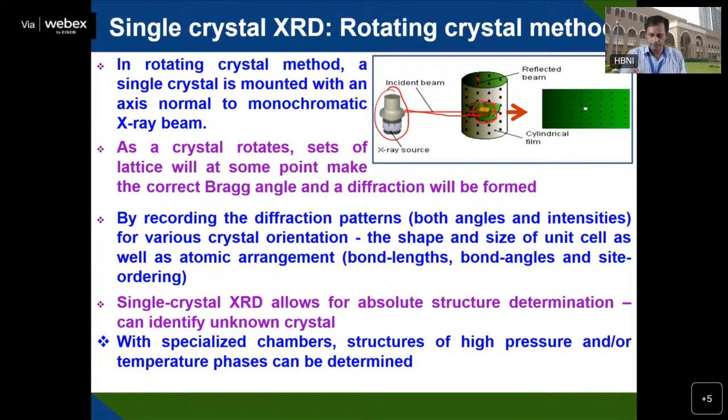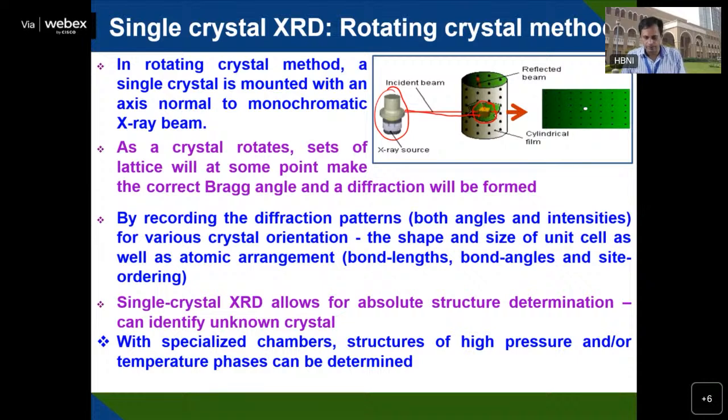You have a cylindrical film on which you will get all the diffraction patterns. You will see dotted patterns, which you then convert into an X-ray diffraction pattern. If the single crystal keeps on rotating, then at some point a set of lattice planes will make the correct Bragg's angle. As you know, we get a diffraction pattern when Bragg's law is satisfied. So the crystal keeps rotating, and at a particular point some of the lattice planes satisfy the Bragg's angle, and you will see a diffraction pattern.